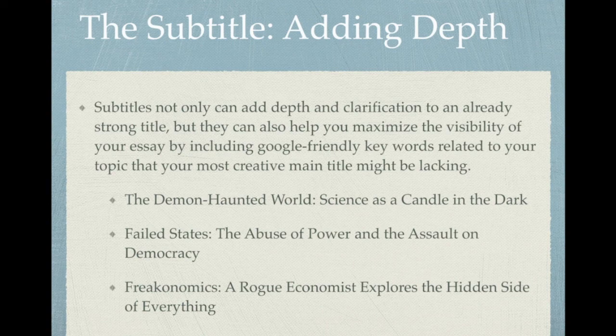Okay, so in the last example, Freakonomics, which is a really cool, unique title, but it doesn't necessarily capture all the keywords. So, A Rogue Economist Explores the Hidden Side of Everything. The word economist might be a little bit more keyword friendly in terms of Google, and it just helps explain what the title's about. So all of these are really good. You can see that it had a shorter, regular title, and that the subtitle makes it a bit longer, but also helps to add depth and clarity.